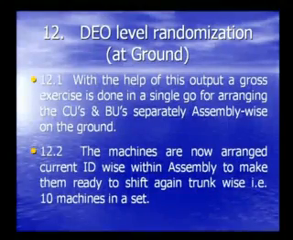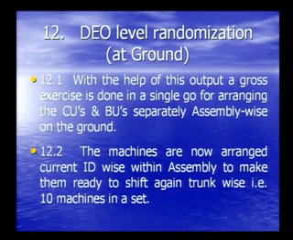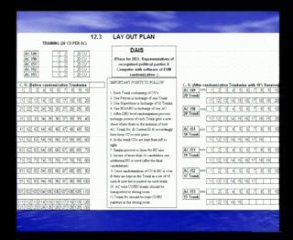Then with the help of this output, a gross exercise is done in a single go for arranging the CUs and BUs separately, assembly wise, on the ground. The machines are now arranged current ID wise within the assembly to make them ready to shift again trunk wise, that is, 10 machines in a set. This is the layout plan of how we practice it in the field. Before randomization, these were the trunk numbers that were kept.